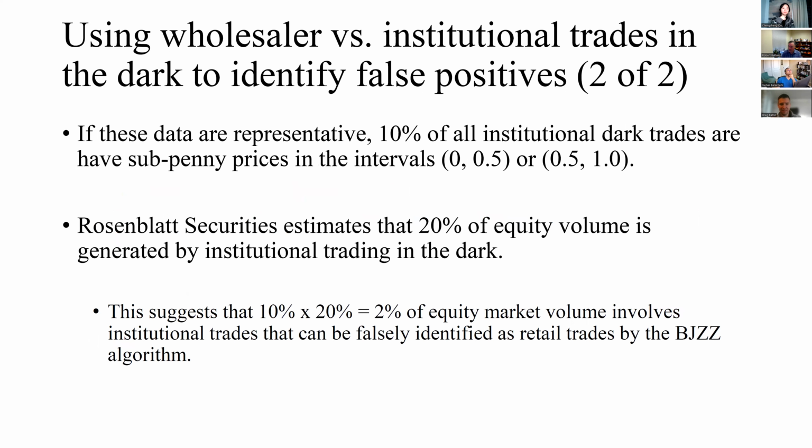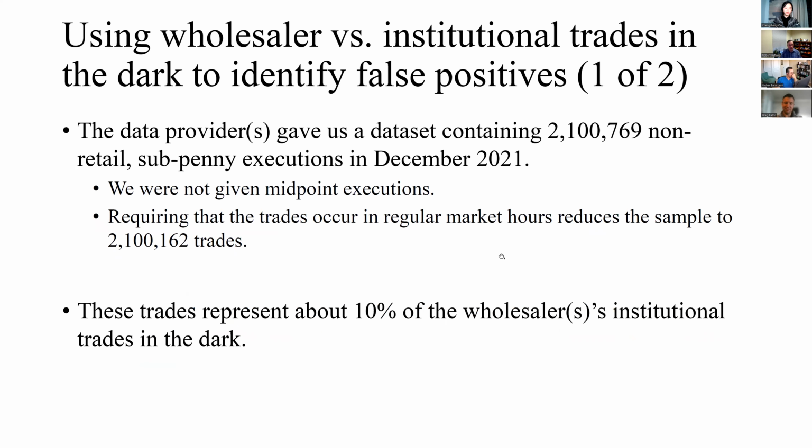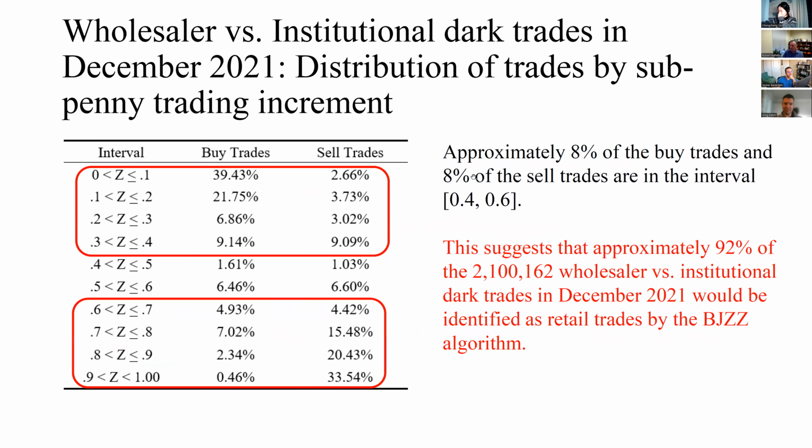if you also take Rosenblatt Securities estimate that 20% of the equity volumes in the dark is generated by institutions, then you could argue 2% of equity market volume involves institutional child trades that could be falsely identified as retail by the algorithm. Okay. Now, I'll be honest, a little bit later, I'm going to show you some samples that suggest maybe these data aren't representative of everything in the dark. But for now, what you'll see, about 92% of the trades that have sub-penny pricing, but not at the midpoint in December of 2021, would be incorrectly identified as retail by the algorithm.